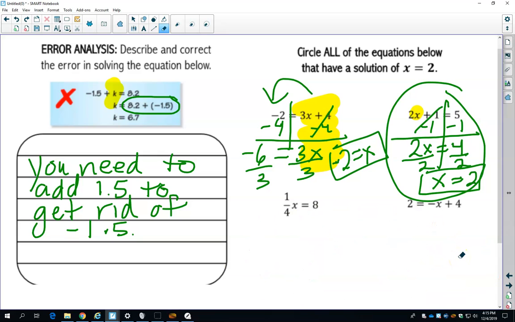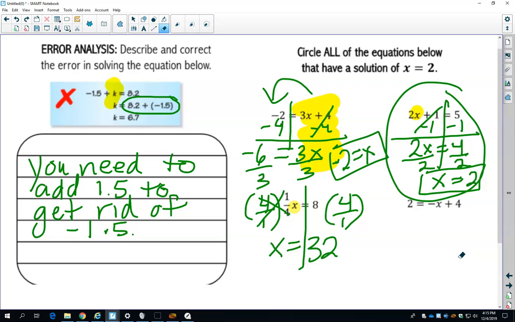So now we have 1/4 x equals 8. So remember, whenever you have a fraction next to your variable, like we do here, to get rid of it, we're going to multiply by the reciprocal, which in this case is 4/1. Multiply both sides by 4/1. This cancels out, and x is equal to 32. So that one would not be one we circle. All right, let's look at the next one.